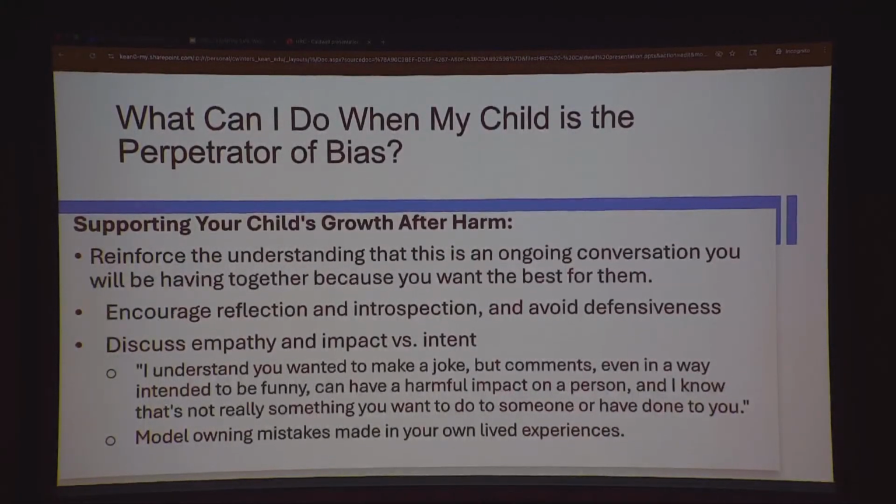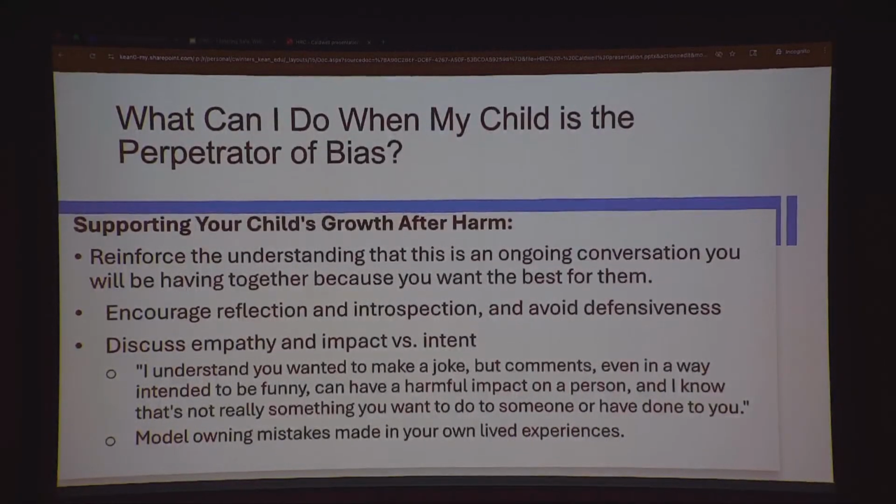Yes, we are born with it, but it also needs encouragement. It needs nurturing. It needs lessons so that children can learn to tap into that empathy. And so we can say things like, I understand you wanted to make a joke. Acknowledge what they may have said. Acknowledge why they did something, but tell them how it caused harm. Don't assume that they know why it caused harm.